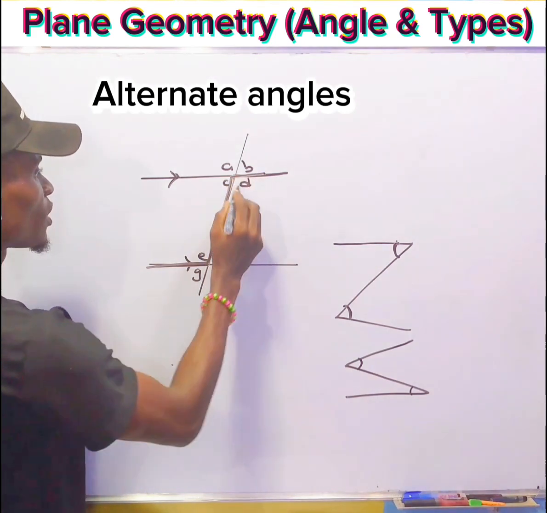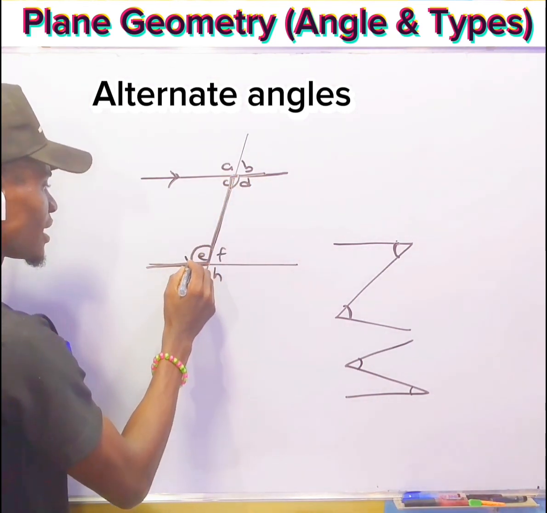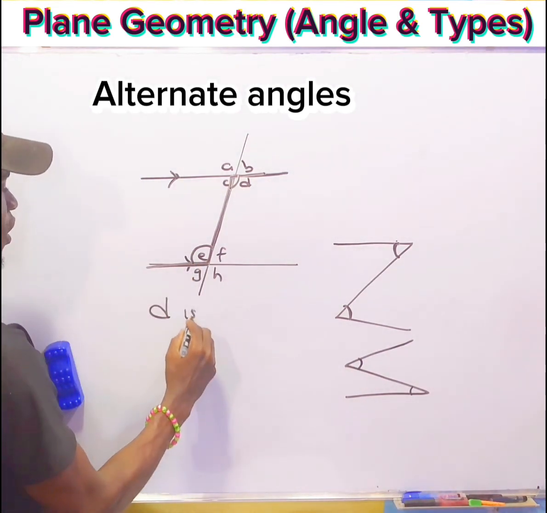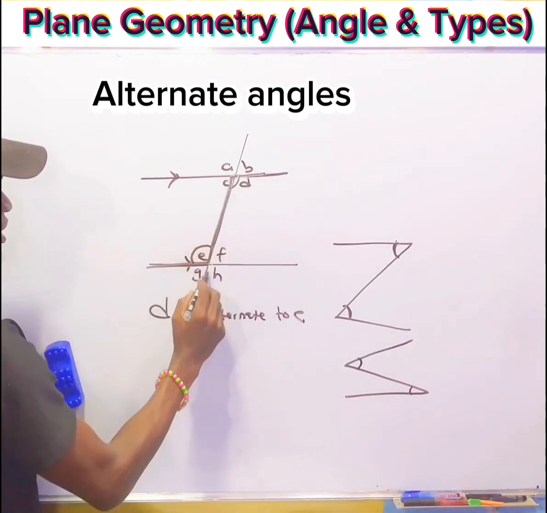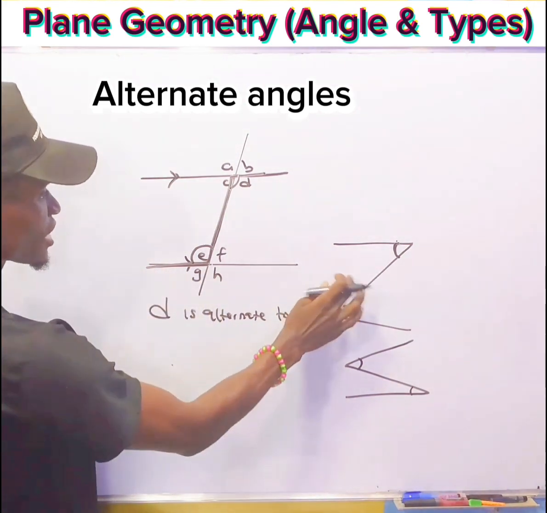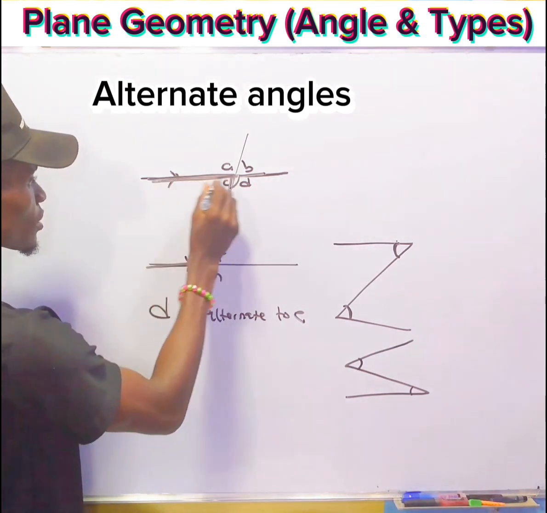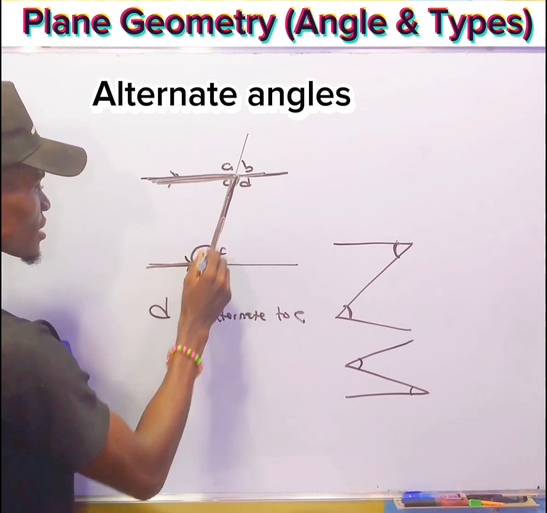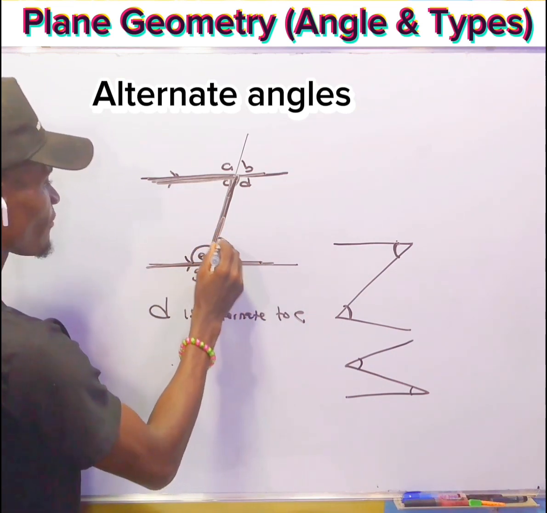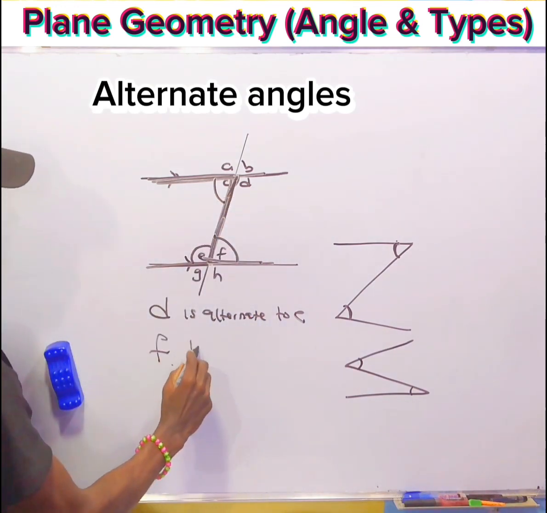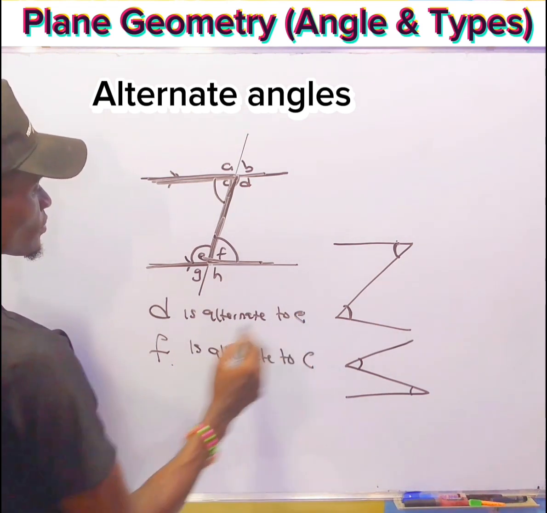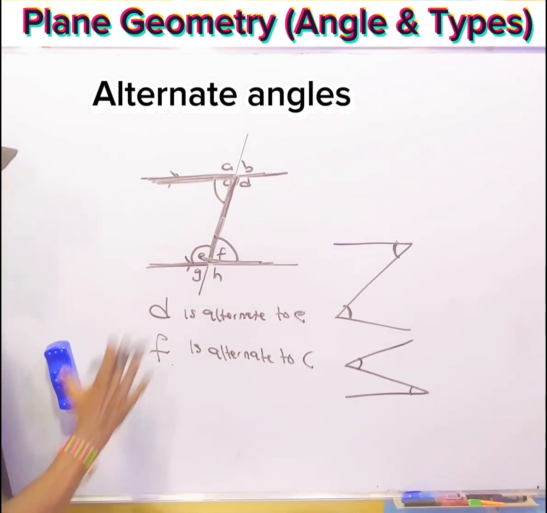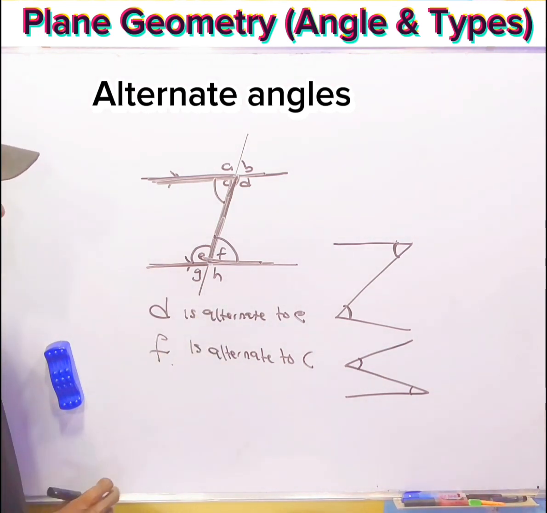We have our Z shape, which is this angle and this angle, which is D is alternate to E. D is alternate to E. Now, looking at this shape, which is this, and this, we have F and C. F is alternate to C. So this is how to get alternate angle. And every alternate angle is said to be equal.